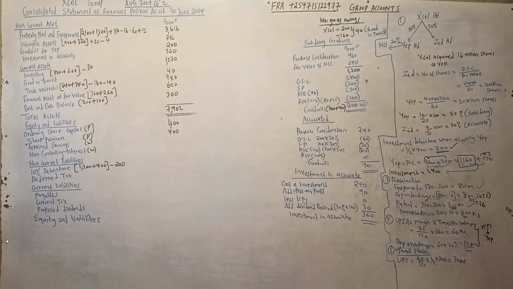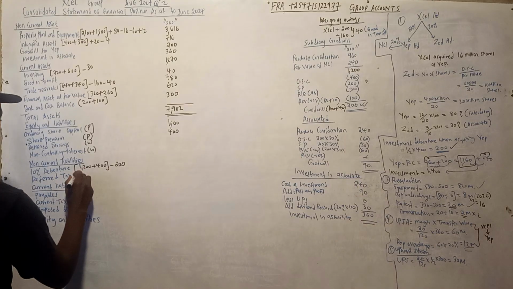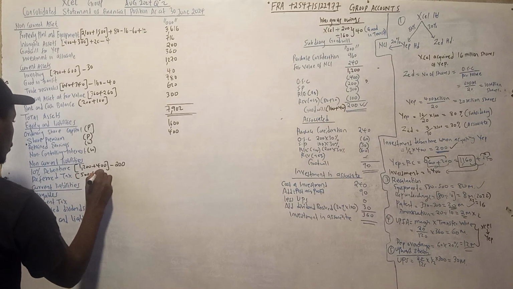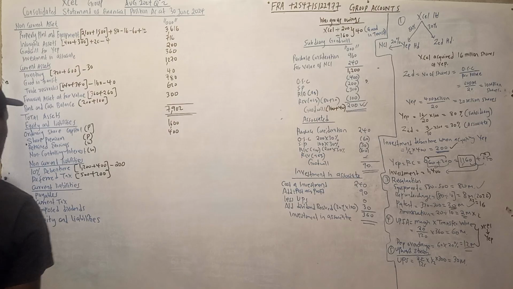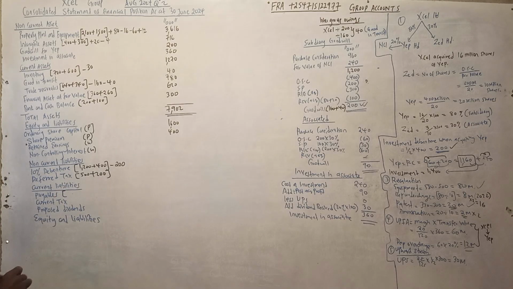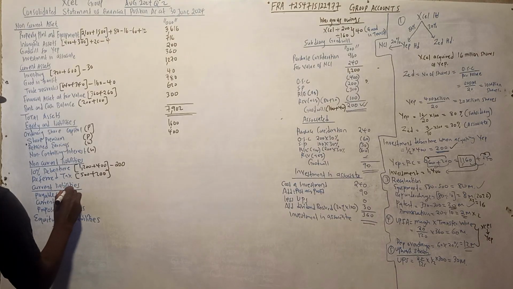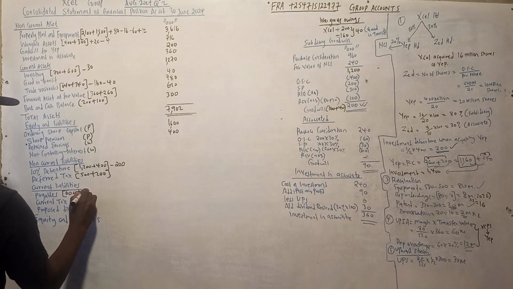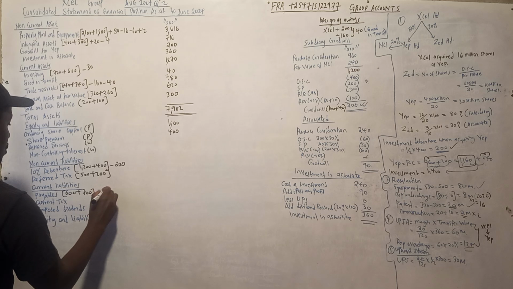Deferred tax, it's direct. 500 plus 200. There was no adjustment for that. Payables. This one requires an adjustment of owings. 600 plus 700. But remember to raise the owings of 200.